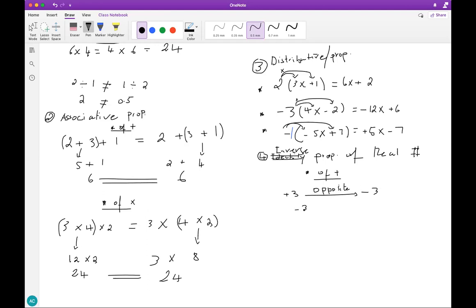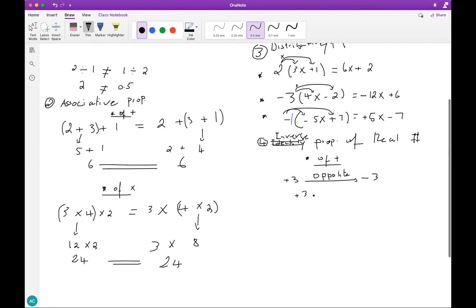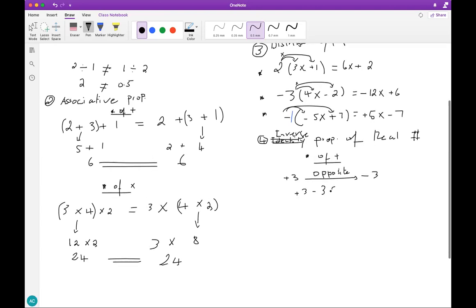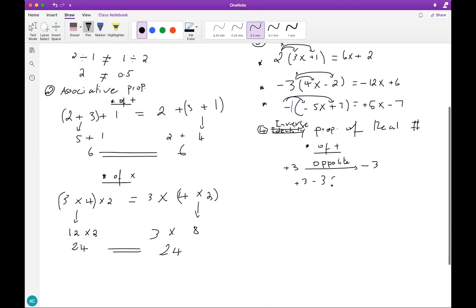What happens if you put a number and its opposite together? For example, positive 3 minus 3. That will be? What's negative 3 plus 3? Those cancel out. That will be 0. That's right. So that's basically what we mean by the inverse property of addition.